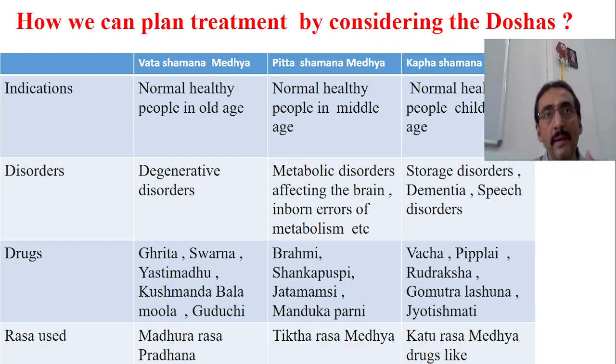So when we write Medhya drugs, it should not be random. In all cases, we should not use any Medhya drug. It is not like that. We have to look into the dosha dominance. This is one example where dosha analysis has to be done when you are writing any prescription. I have given a simple example of Medhya drugs, which are commonly written in pediatric practice.